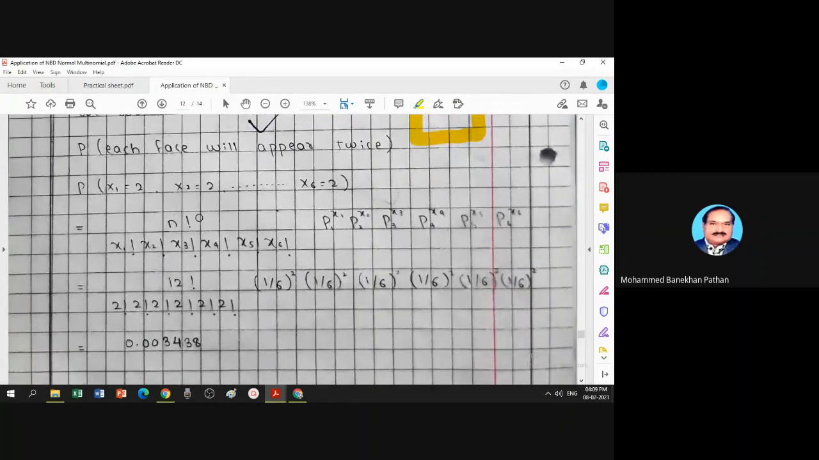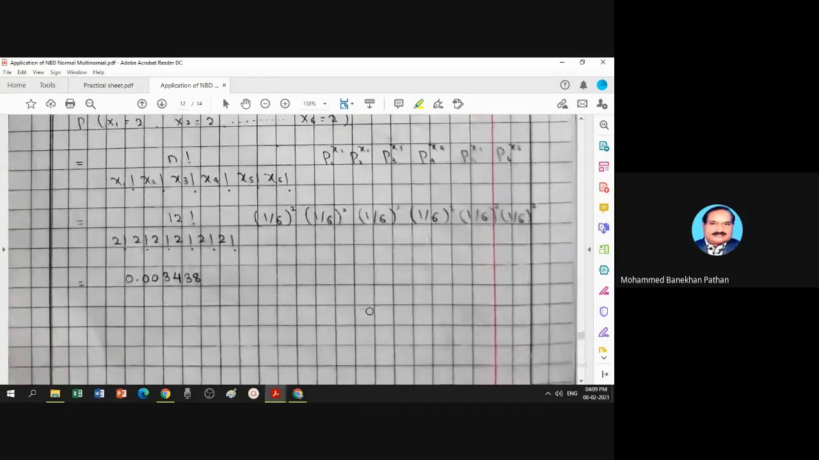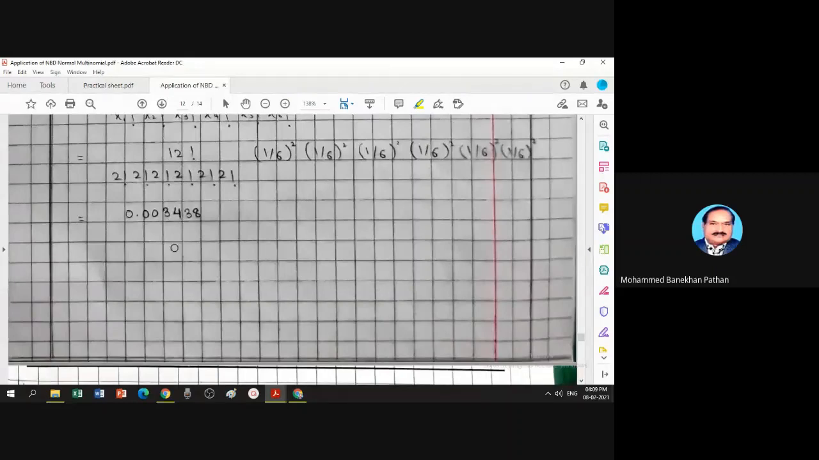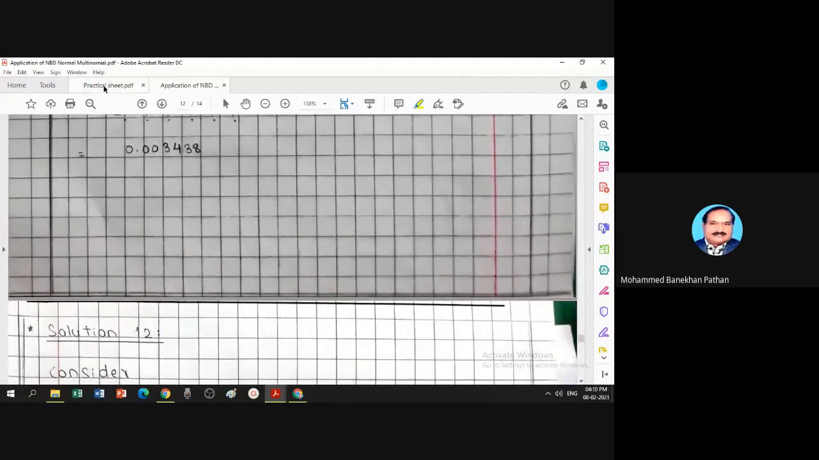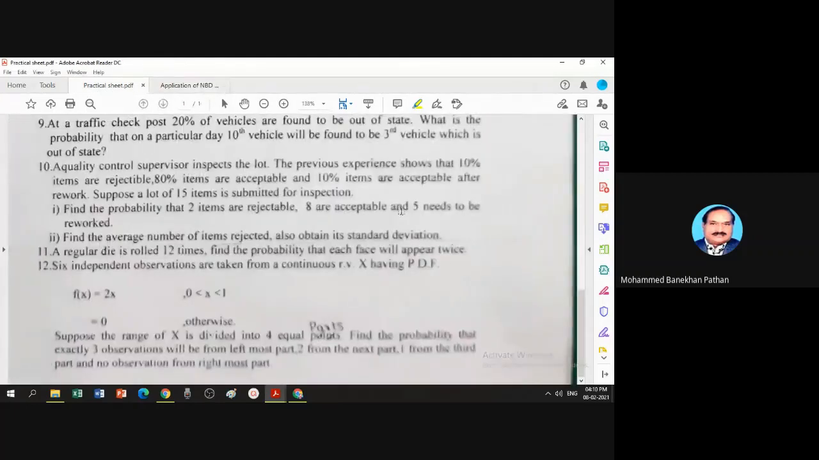N is the total repetition, total dice, that is 12 factorial. Then X1 2, X2 2, X3 2, and so on: 2 factorial, 2 factorial, 2 factorial. Each probability is 1 by 6 raised to 2, 1 by 6 raised to 2, and so on. By scientific calculator, you get the answer 0.003438. Now we study the last question of this practical.